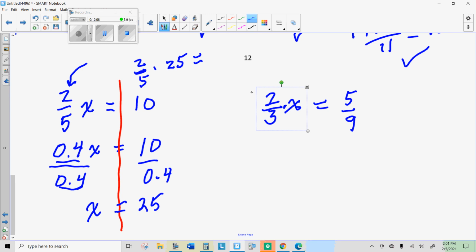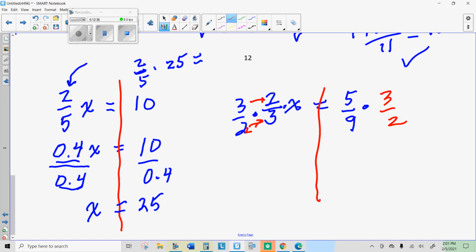Well, when you're dealing with fractions, the way you divide is you multiply by the reciprocal. I'm sure you remember that from 6th grade math. So what I can do is multiply this 2/3 times 3/2. And remember, whatever you do to one side, you do to the other. And so when you do it on this side, you end up with 3 times 2 on top is 6. 2 times 3 on bottom is 6. 6 divided by 6 is 1x. So we end up with x all by itself, which is what we want.